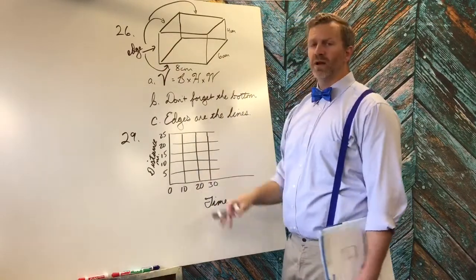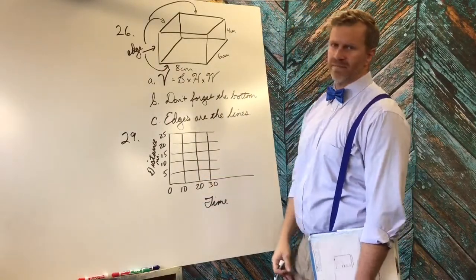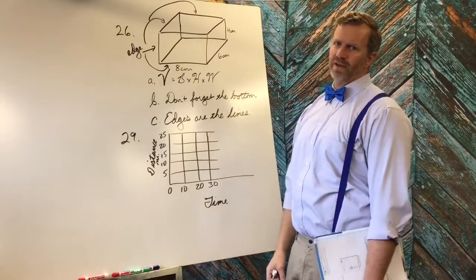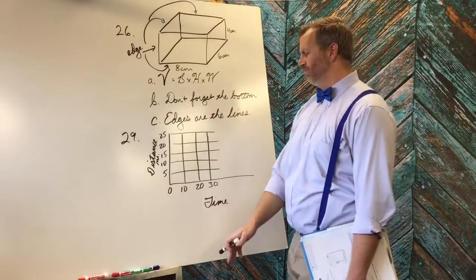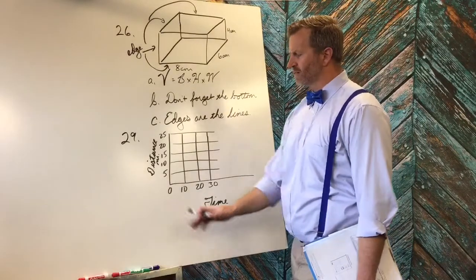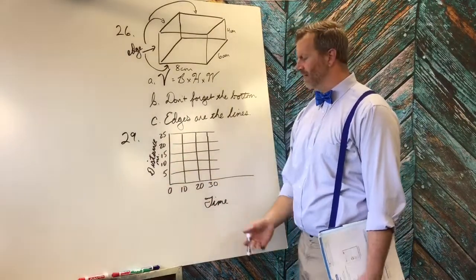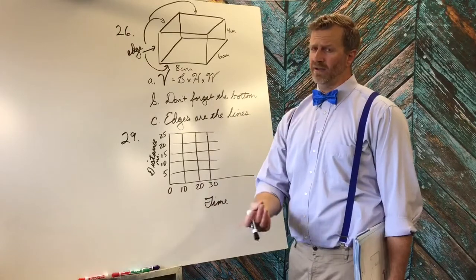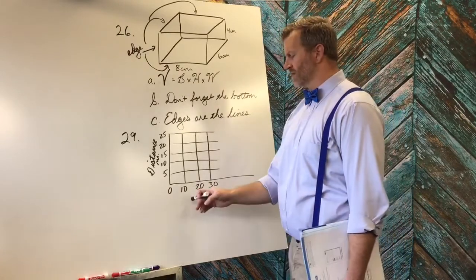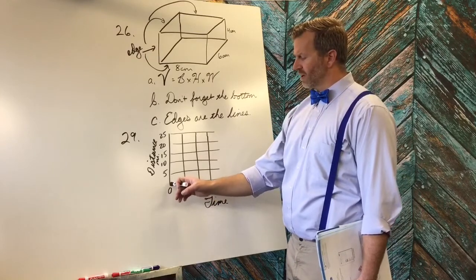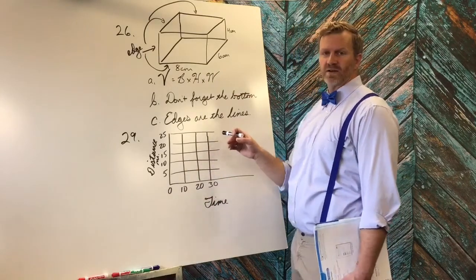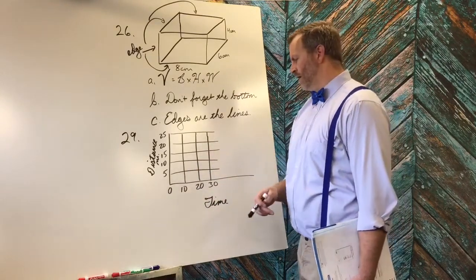Now, on 29, they want us to graph this information. I already set the graph up for you guys. If you need to take a little time to copy it down, hit pause. So, time across the bottom, distance up the side. And we're doing a line graph, not a bar graph. So that means we're going to put dots on here wherever they belong, and then we're going to start here at 0. We're going to connect the dots across this table right quick.